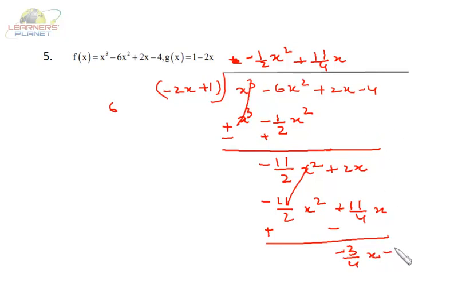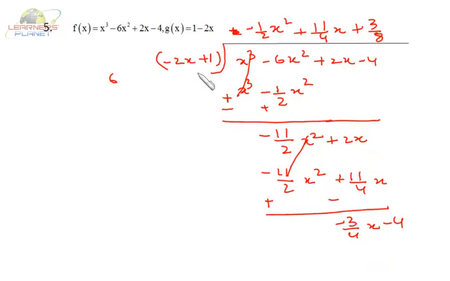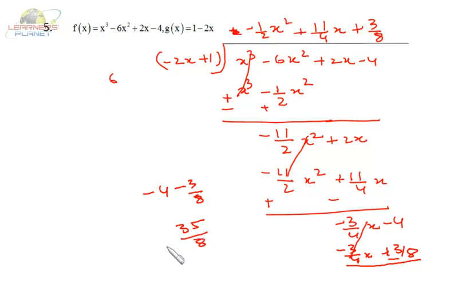Okay, let's take this over here. It's minus 4. Now I wish to get minus 3 by 4x, so what I will do is plus 3 by 8. Okay, so 3 by 8 into minus 2x is minus 3 by 4x, and 3 by 8 into 1 is 3 by 8. Okay, so finally I'm getting the remainder as minus 4 minus 3 by 8. Okay, so 8 fours are 32 and 3, 35 by 8. So in the first step of the division, I'm getting the remainder as minus 35 by 8.